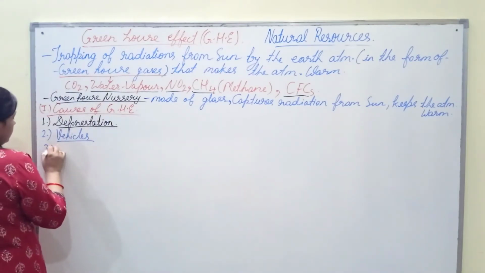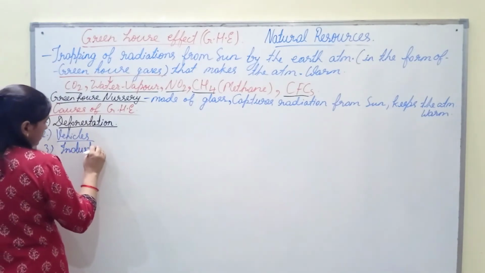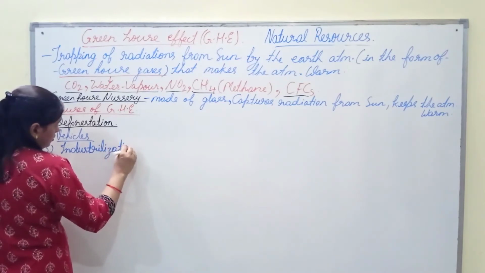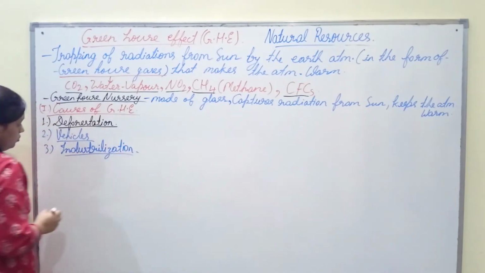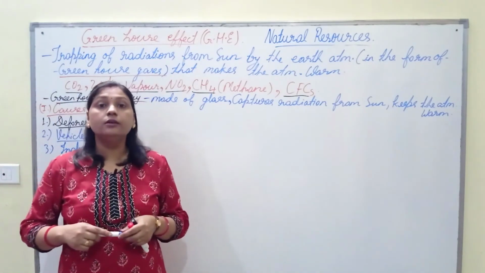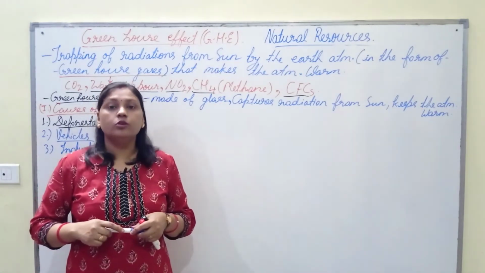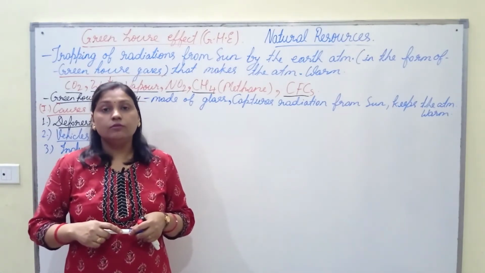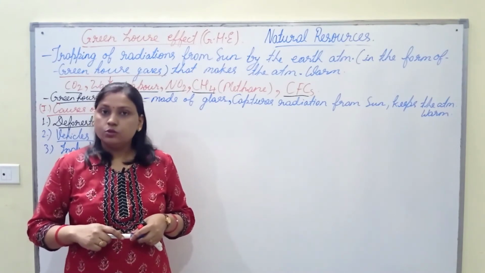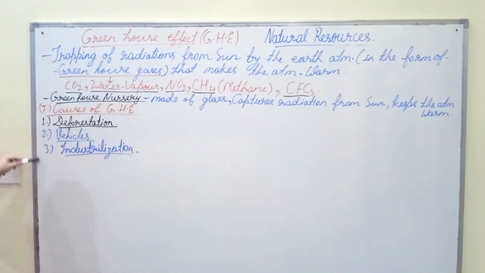The third one is industrialization. This industrialization uses fossil fuels, that is the coal and petroleum products, to run industries, and this produces different poisonous gases like sulfur dioxide, nitrogen dioxide, water vapor, and so on. So these are the main causes of greenhouse effect.